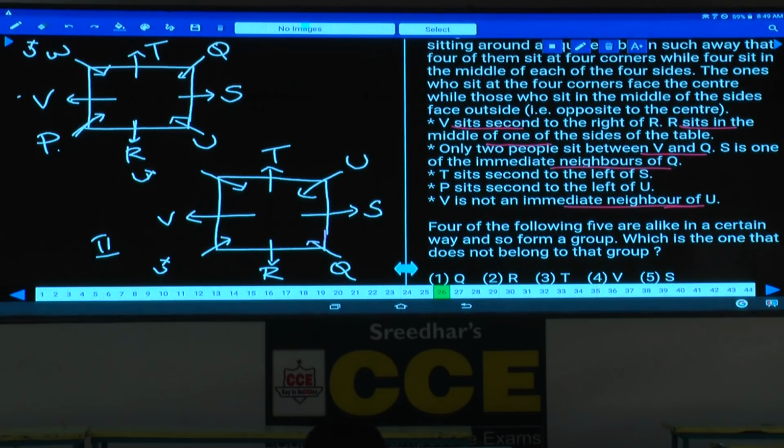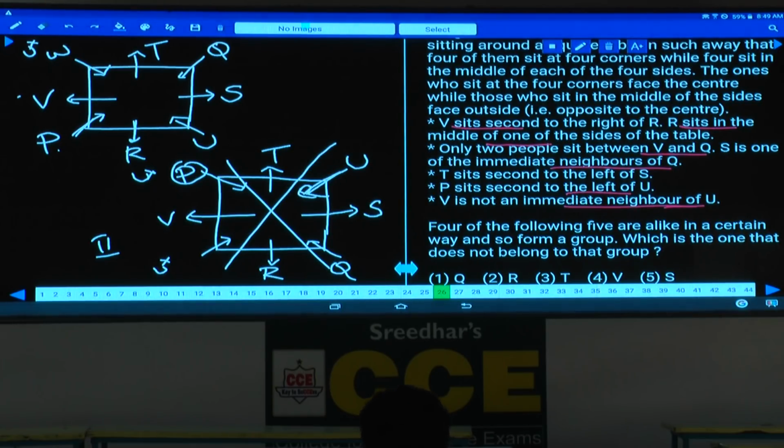If U is here, then P must be here, isn't it? Because between U and P there must be exactly one person. Then P sits second to the left of U. Now this U is facing towards the center, then P will be at this place. Then P is seated second to the left or second to the right? Second to the right. But the condition is second to the left, hence the second case is completely invalid. Now till the last statement, both the conditions are what? Both the conditions are valid.